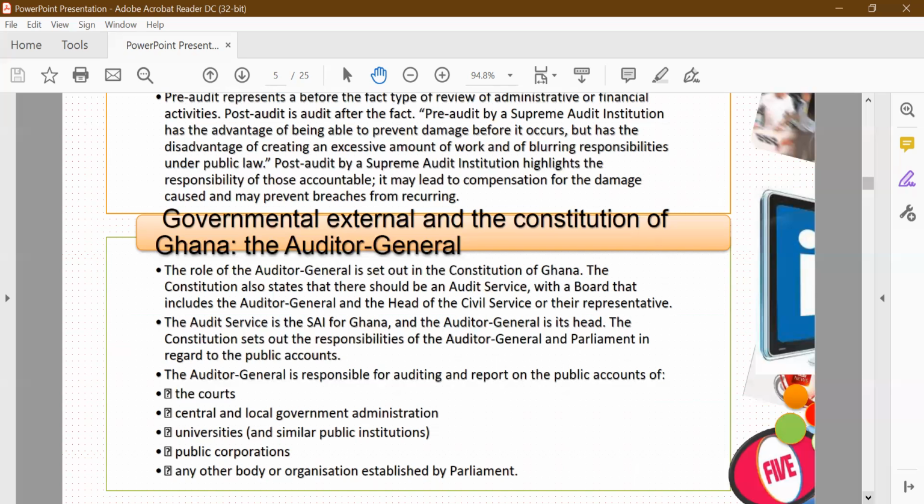Right? Always remember that the role of the Auditor General is set in the Constitution of Ghana, and the Constitution of Ghana has also stated that there has to be what we call an audit service. And the audit service should have a board, and the board must include the Auditor General and the head of civil service or their representative. So the Auditor General and the head of civil service or their representative should be on there as well. The audit service is the SAI for Ghana.